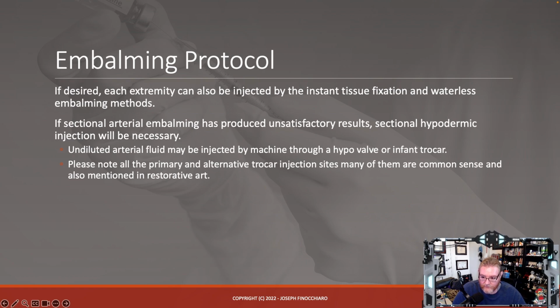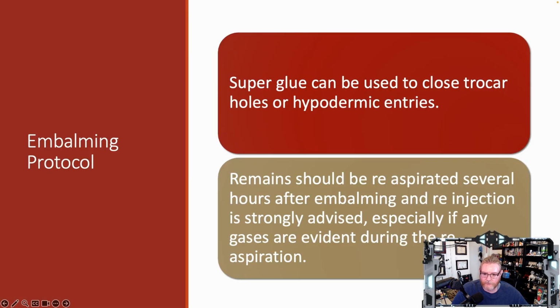Please note, all the primary and alternative trocar injection sites, many of them are common sense and also mentioned in restorative art. Now, what this means is when you are using trocar or hypovalve trocars or infant trocars, there are hidden points of entry. Use those hidden points of entry so that you can easily conceal your work, especially in visible areas. Superglue can be used to close trocar holes or hypodermic entries.